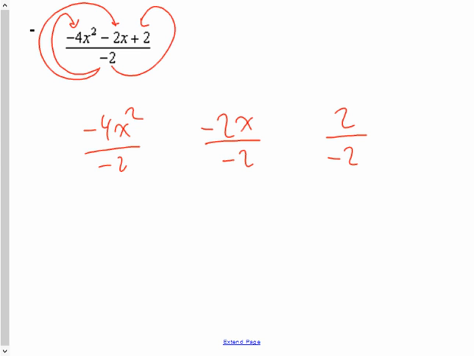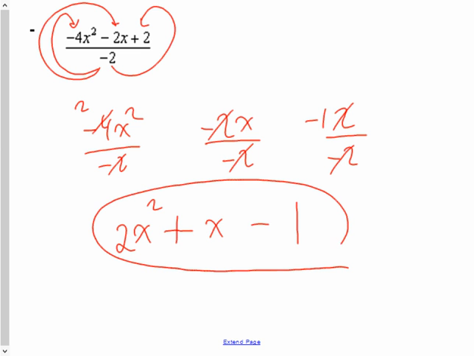So negative 4x squared divided by negative 2 will be a positive 2x squared, because a negative 4 divided by a negative 2 is a positive 2. A negative 2 divided by a negative 2 cancel each other out, leaving me with an x, or, more importantly, a positive x. And 2 divided by negative 2 is going to be a negative 1, so I'm going to have a negative 1 here. So the solution is going to be a trinomial. I can't add or subtract any of those terms because they're not like terms. 2x squared plus x minus 1.